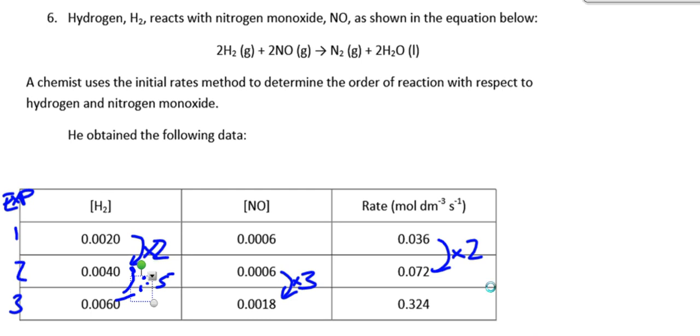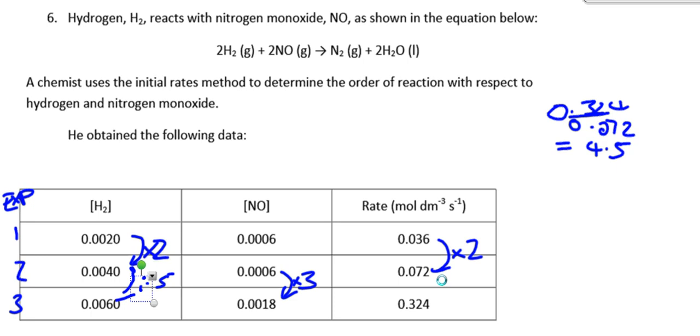Work out what increase of rate you've got here between 0.072 and 0.324. What is that increase? If you do the calculation, 0.324 divided by 0.072, you should get the answer 4.5. So the rate has increased by a factor of 4.5.